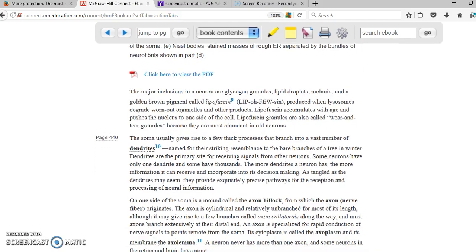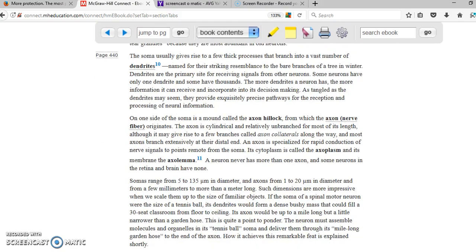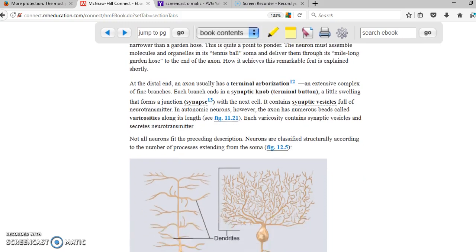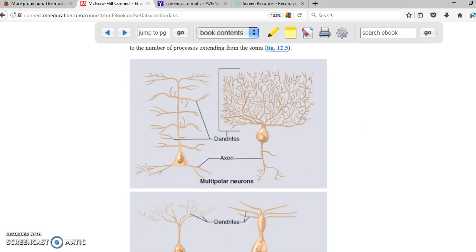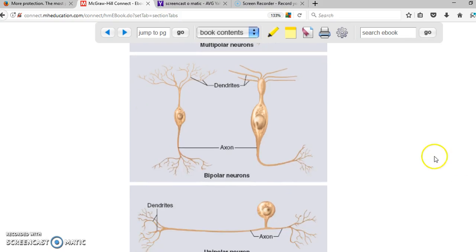So if we keep scrolling down, we have dendrites. I already talked about axon hillock, the axon. Okay. These are just different types of classifications of neurons. If it has multiple extensions, as you can see here, it's called multipolar. That's just the definition. Scroll down. Bipolar. How many extensions? Two. One right here, another one right here. Which one is this one? If it has only one extension, well, it's going to be called unipolar.